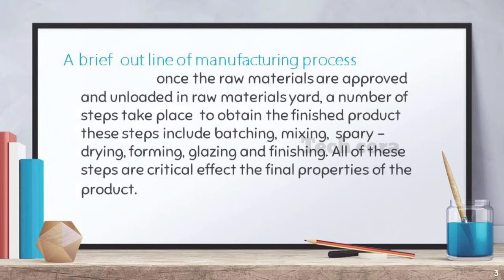First of all, we discuss a brief outline of the manufacturing process. Once the raw materials are approved and unloaded in the raw materials pad, a number of steps take place to obtain the finished product. They are batching, mixing, spray drying, forming, glazing, and etc.